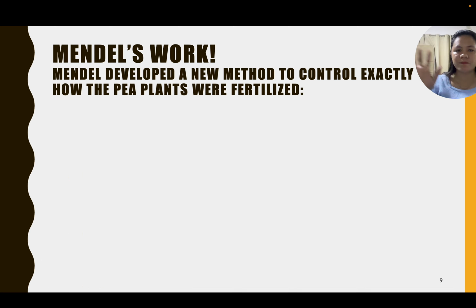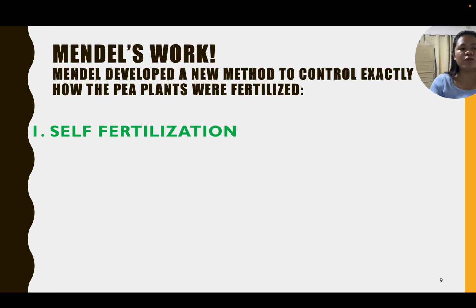Okay? So Mendel began his experiment through monohybrid crossing, which involves one pair of contrasting traits. So meaning there's a presence of 2 parents with contrasting traits. So Mendel's procedure for experiment is explained as on the slide. So the first one is self-fertilization.